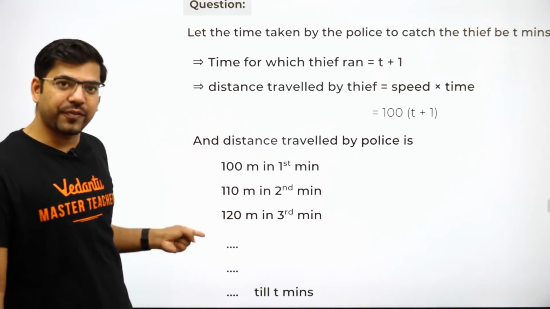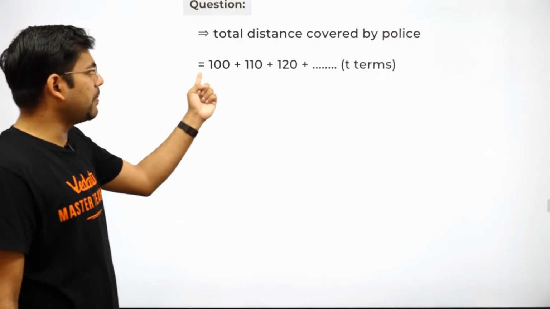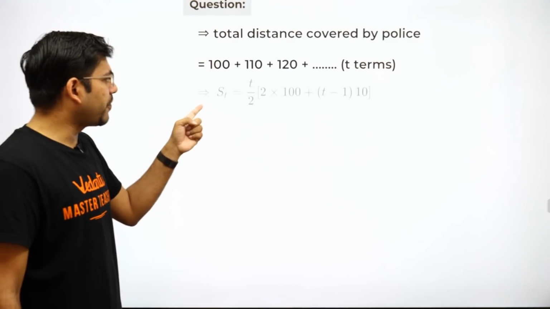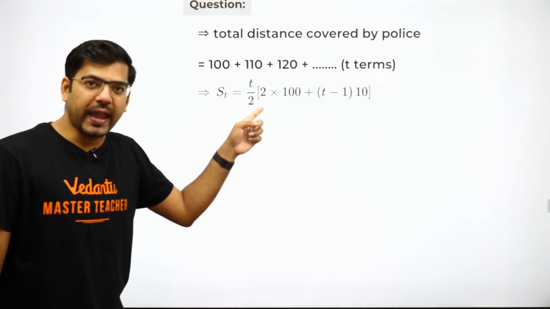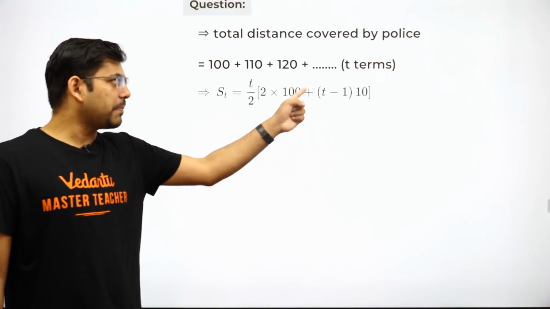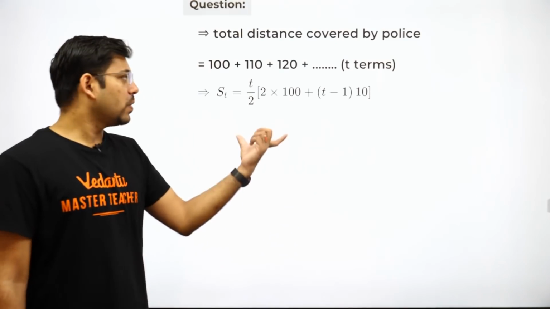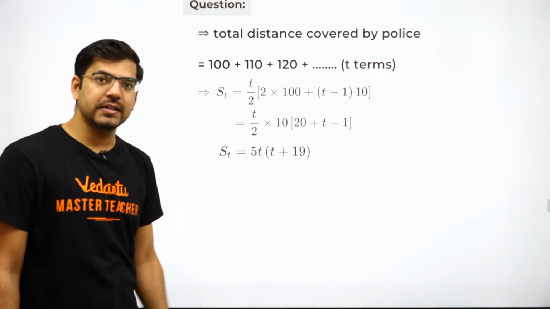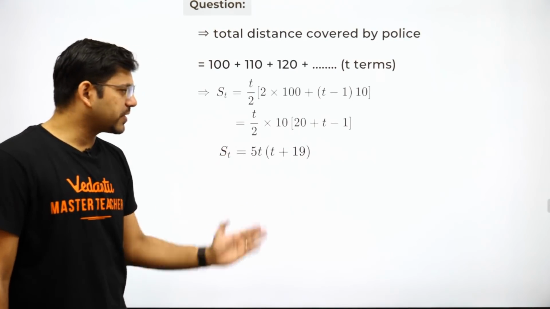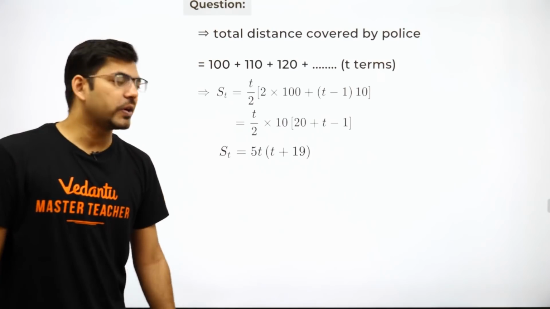So first of all, let's find the sum of these terms. I will apply the sum of n terms formula, that is the sum of t terms: t by 2 into a, that is 100, plus n minus 1, that is t minus 1, into d, which is 10 here. Now I'll solve this and I'll get a quadratic expression, 5t into t plus 19, after solving all these things, and this should be equal to 100 into t plus 1.